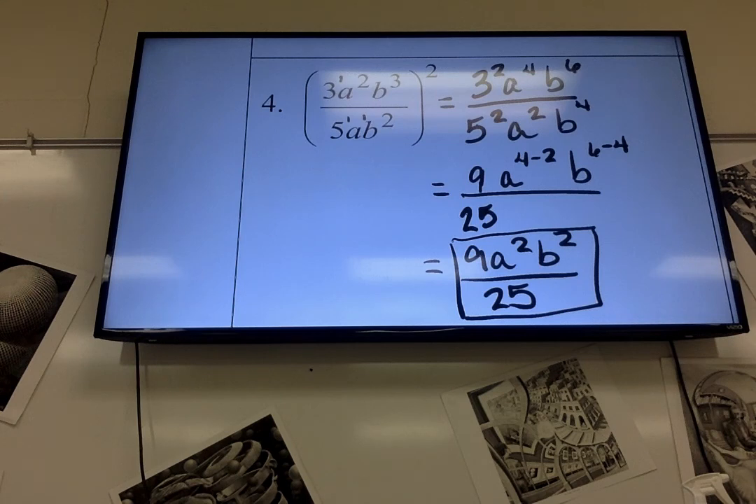Nine over 25 does not simplify. If I had ended up with a negative exponent, what would have happened? Yeah, I would have to flip it. This just means it would go in the bottom of the fraction. Or if there was a negative one and it was in the bottom, it would go in the top. You're right, you just flip it.